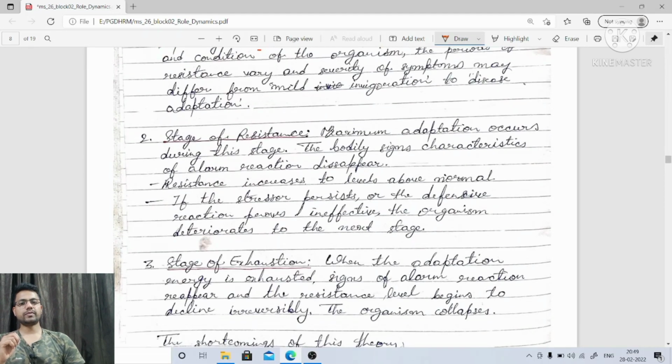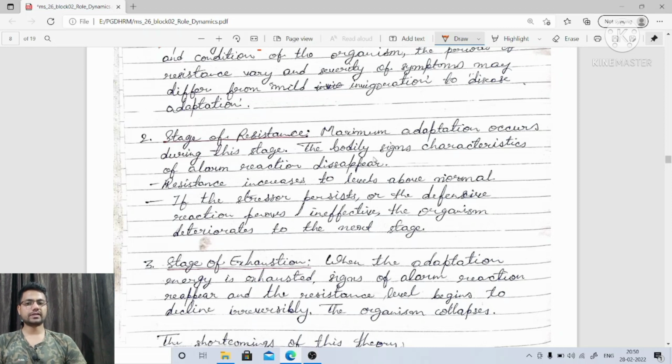So maximum adaptation occurs during this stage. Now maximum adaptation means the maximum resistance here. The resistance here is the maximum in this case. In the stage of resistance, it is maximum. Here your maximum adaptation occurs during this stage.